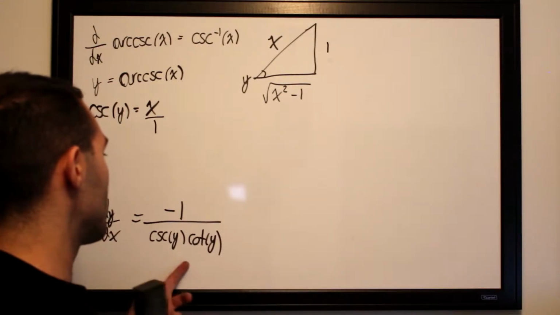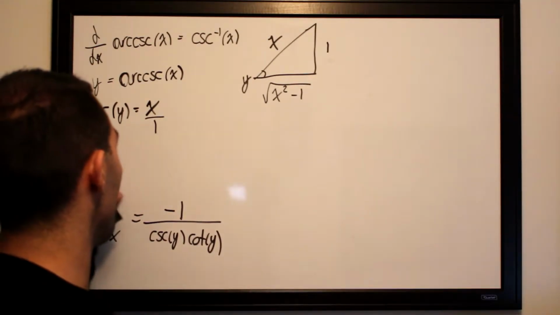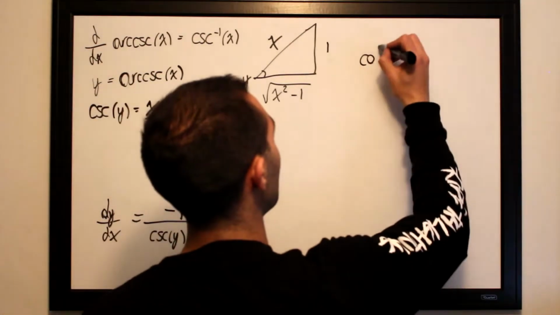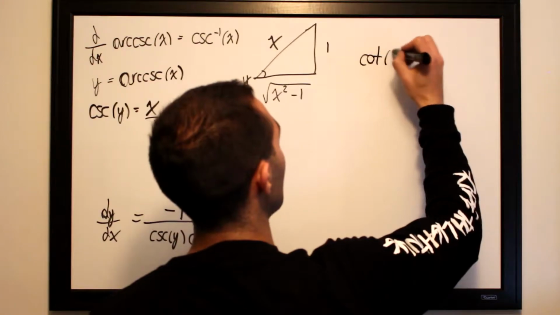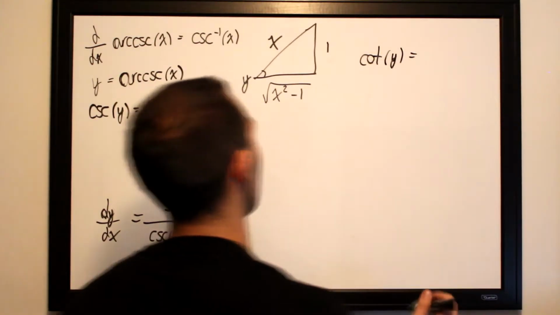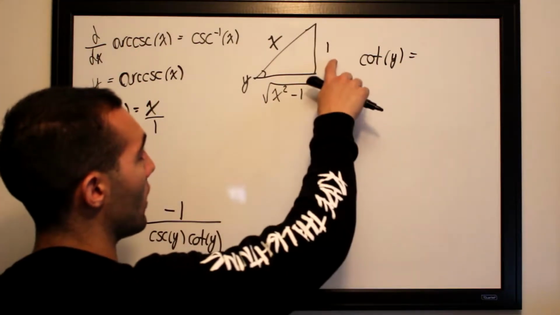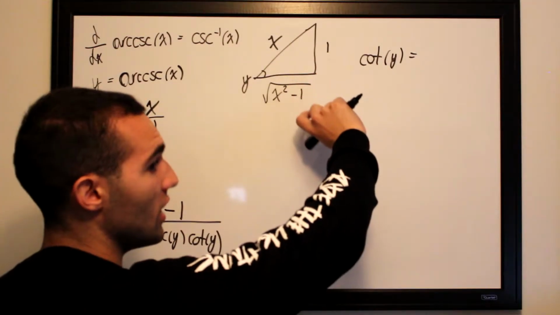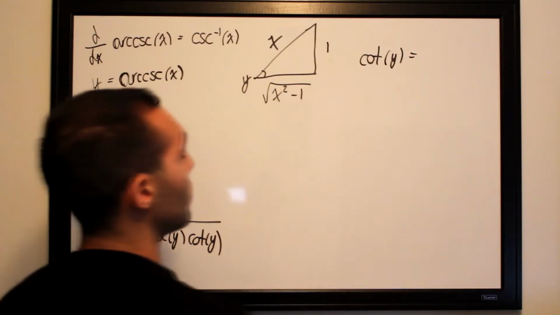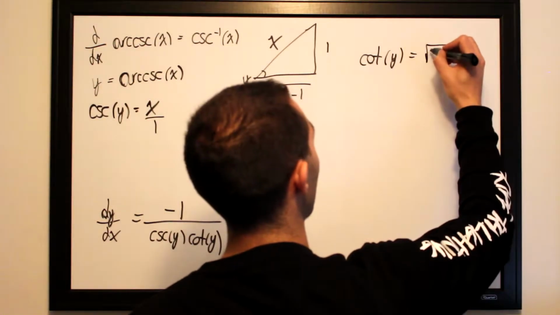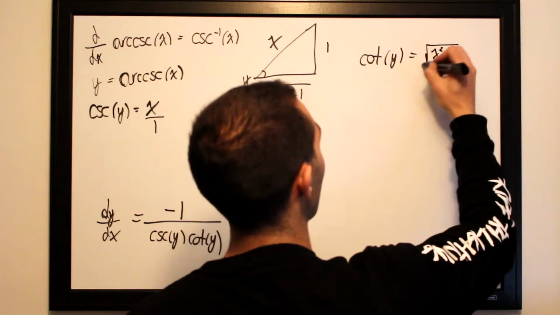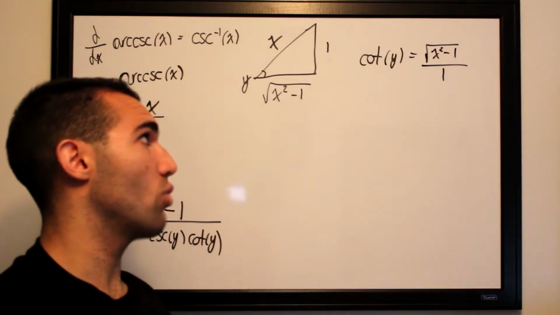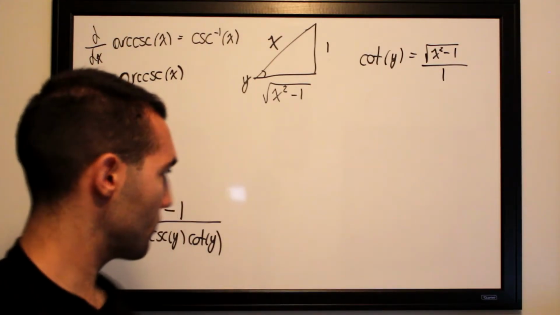All we're going to do now is solve for cotangent of y, since we already know what cosecant of y is. So the cotangent of y is equal to the inverse of the tangent of y. Tangent of y is 1 over the square root of x squared minus 1, so the cotangent is essentially when they are flipped. So the cotangent of y is equal to the square root of x squared minus 1 divided by 1, which doesn't really change anything, so realistically it's just the square root of x squared minus 1.